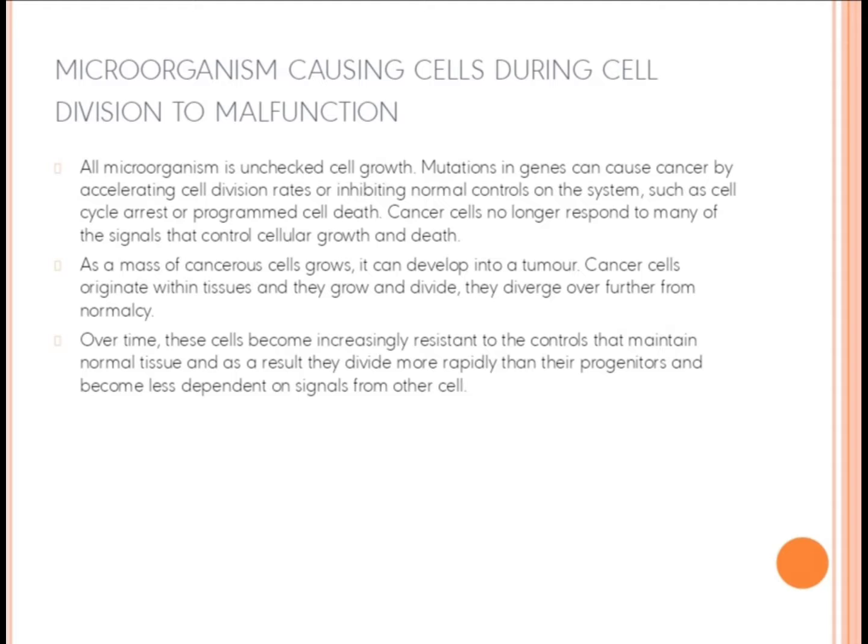Cancer cells originate within tissues, and as they grow and divide, they diverge ever further from normalcy. Over time, these cells become increasingly resistant to the controls that maintain normal tissue, and as a result, they divide more rapidly than their progenitor and become less dependent on signals from other cells.